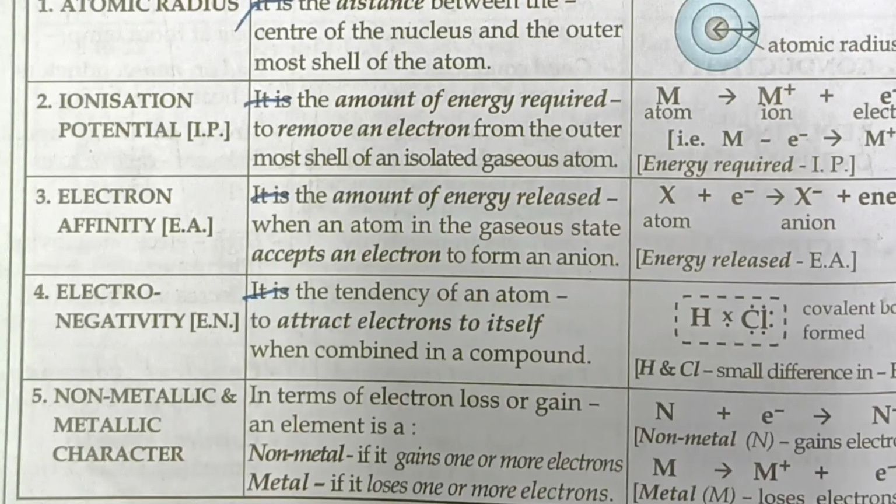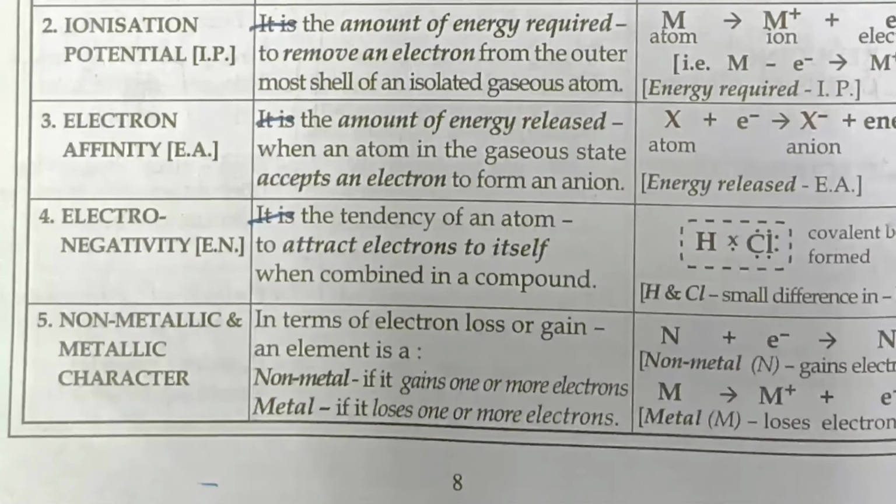Electron affinity is the amount of energy released when an atom in a gaseous state accepts an electron to form an ion. So it is the opposite of ionization potential. Electron affinity is the amount of energy released when an atom in the gaseous state accepts an electron to form an ion.